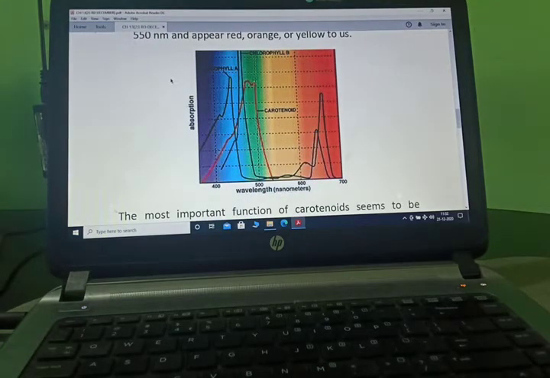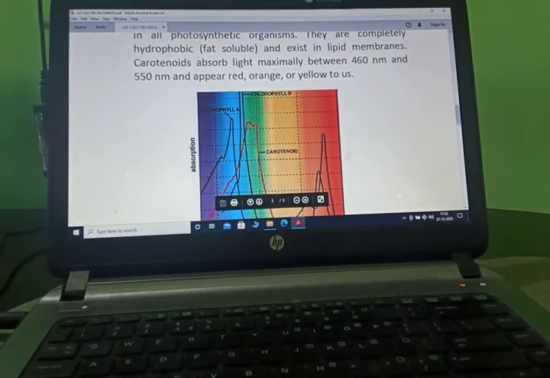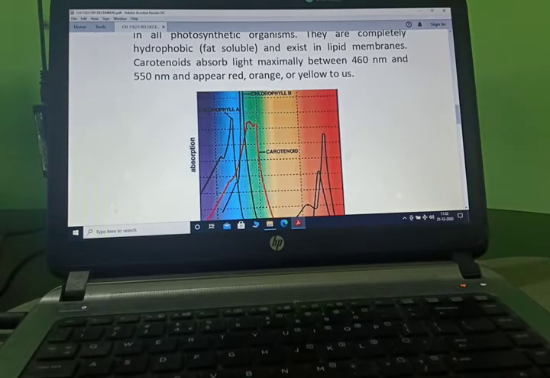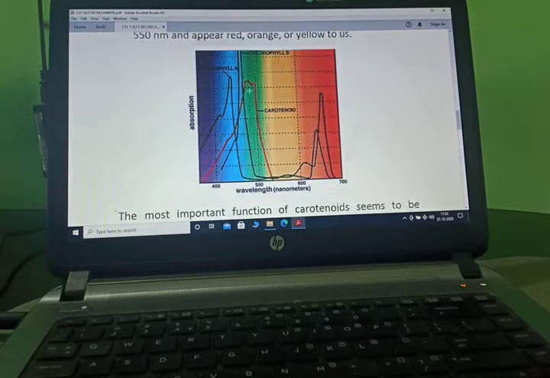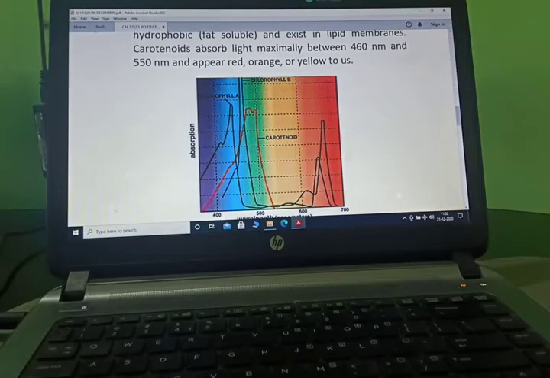Now you can see absorption, and this is wavelength. Again, how much it is absorbed, and I have told you chlorophyll A we saw around 78%. Here percentage. Here chlorophyll B more than 80, and here carotenoids around 50 to 60.